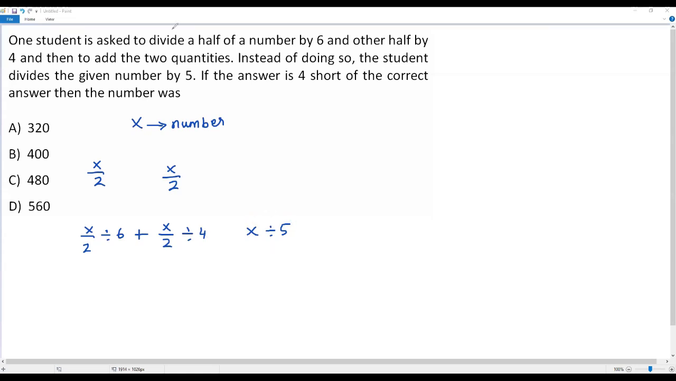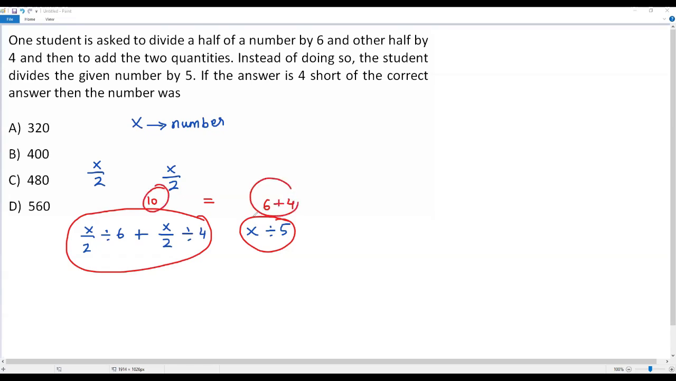For example, I assume the value of this expression is 10. Then what will be the value of this expression? It will be 4 short of the correct answer 10, that is it has to be 6. Can I say that 10 and 6 are equal? Definitely 10 and 6 cannot be equal. If I want to balance this equation, either I have to subtract 4 from this 10 so that 6 and 6 will be equal, or I have to add 4 to this one so that 10 and 10 will be equal. So now I'm going to add 4 to this expression so that the expression over here and the expression over here will be equal.